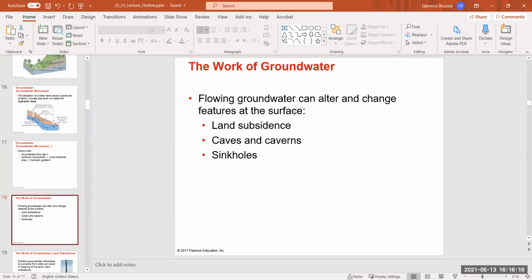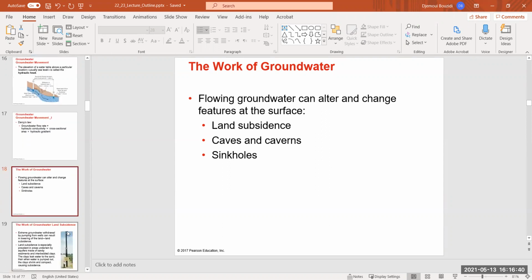Flowing groundwater can alter and change the features of the landscape. One of them is land subsidence. Basically, the land subsides because you're removing water from underneath it. So in this case, the surface of the land starts to go down and down. Also, it can form caves and caverns. And caverns are really big caves. That's the difference between them. Or sinkholes, which are open to the sky.